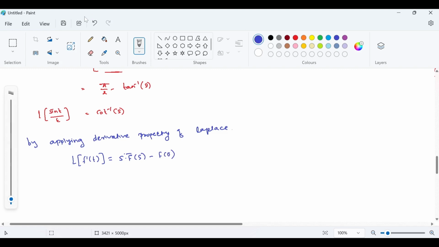Now, what we are going to do? First, we are going to find f of 0. Okay, so let me find out here.